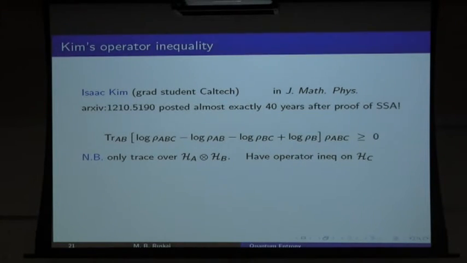Now, Isaac Kim published this amazing paper in which he had an operator version of strong subadditivity. You notice if you would take the trace over C, then the entropy combinations you would have here would exactly give you strong subadditivity. But we only have the trace over A and B. This is an operator inequality over C. And somebody told me about this when I was visiting IQC, and I said, I don't believe it. That can't possibly be true.